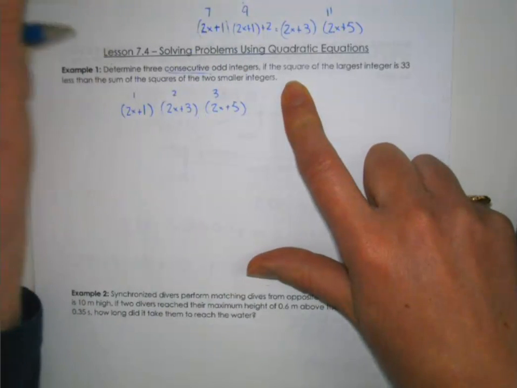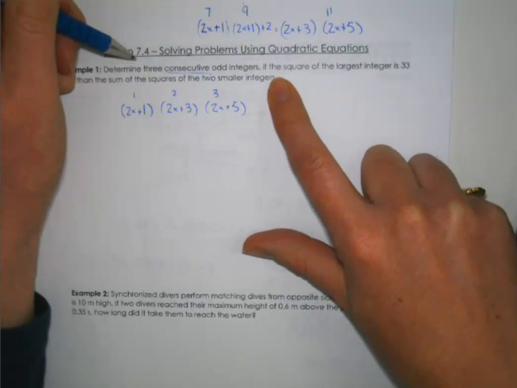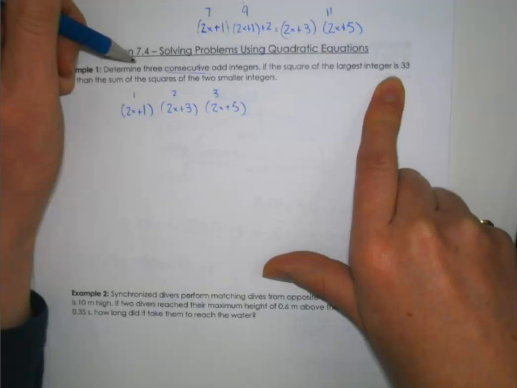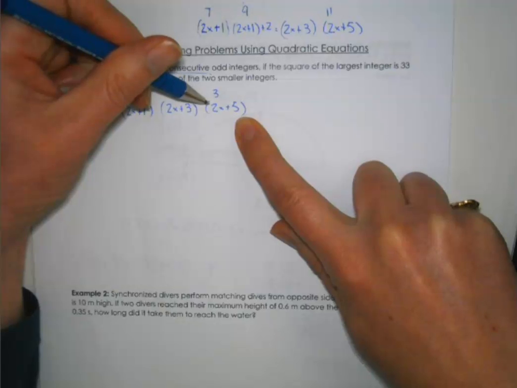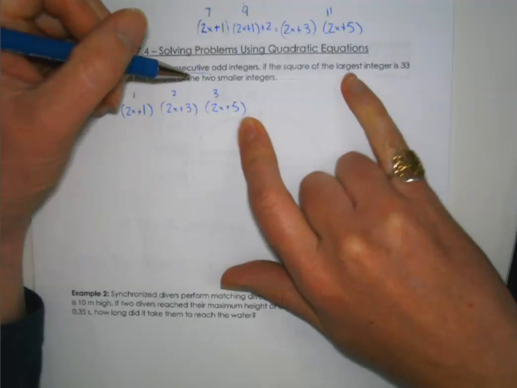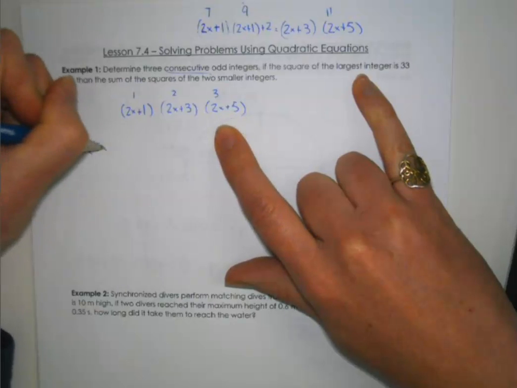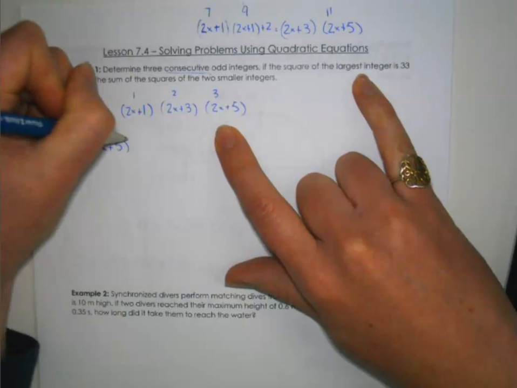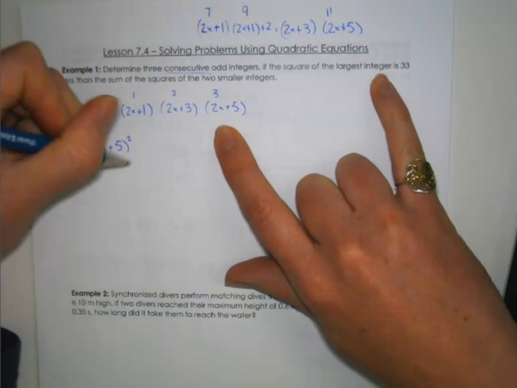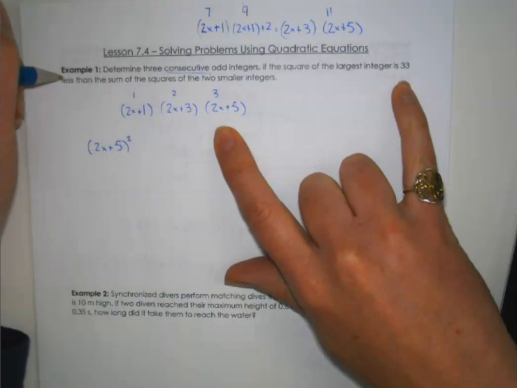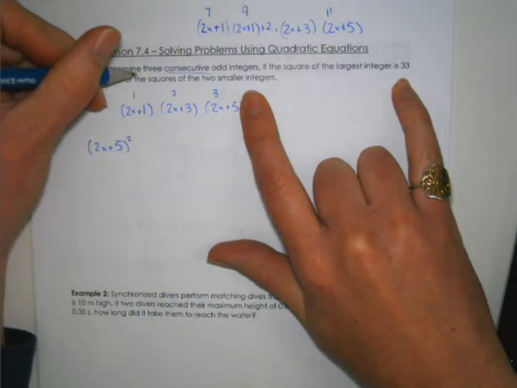Then we want to think about what they're asking us about the math to be done with these integers. It says, if the square of the largest integer. Which one is our largest integer? It would be 11, or 2x plus 5, the greatest addition there. So 2x plus 5 is our largest integer, and we're working with the square of it, so we have to square that whole expression. So if this square is 33 less than the sum of the squares of the 2 smaller integers.